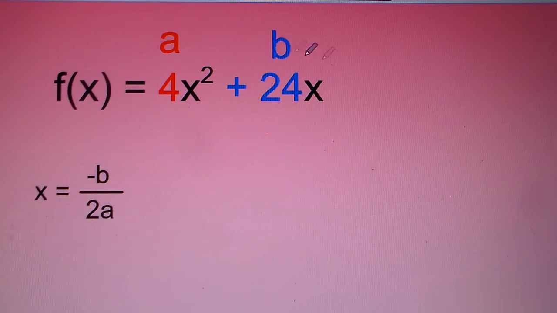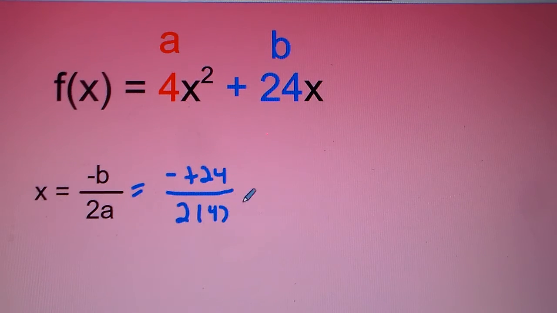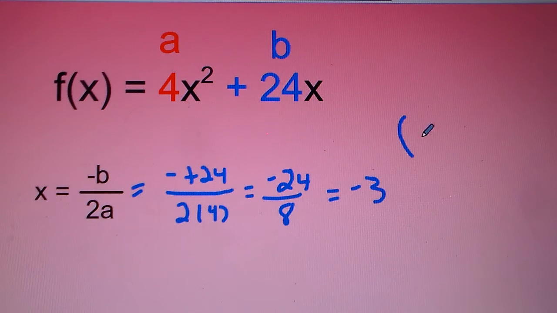One more time, a and b with no value of c, not the end of the world, minus a positive 24 over 2 times my 4. We're going to get negative 24 over 8, and negative 24 over 8 gets us negative 3. So my x value is negative 3.